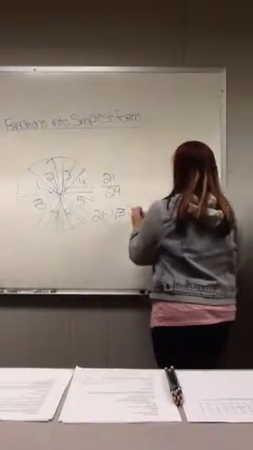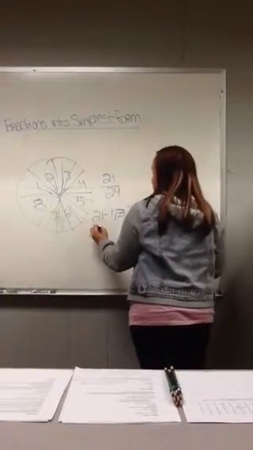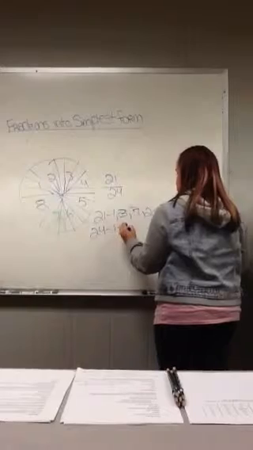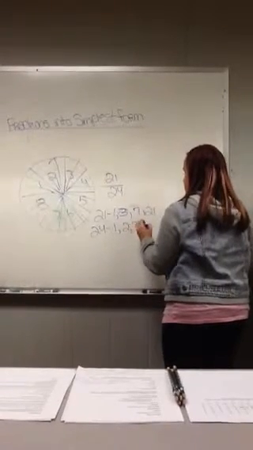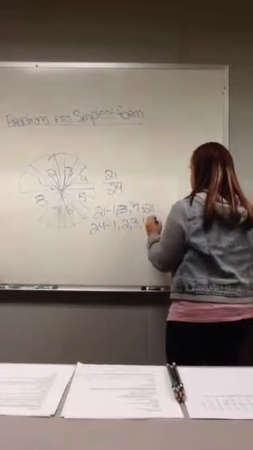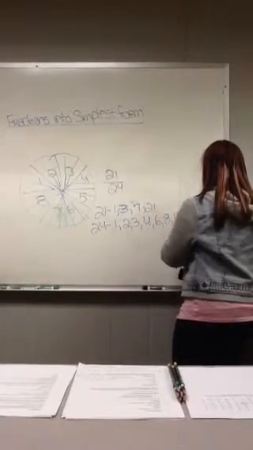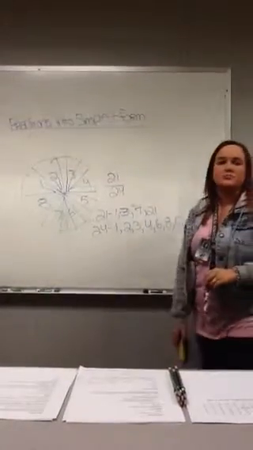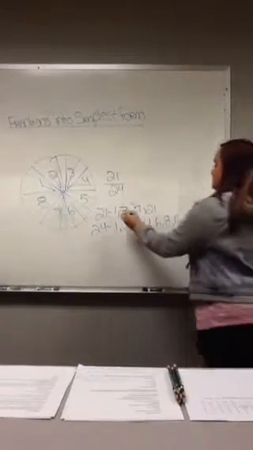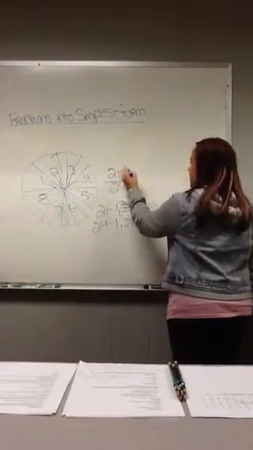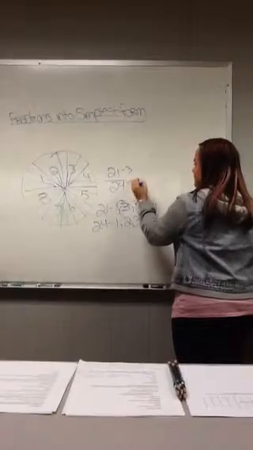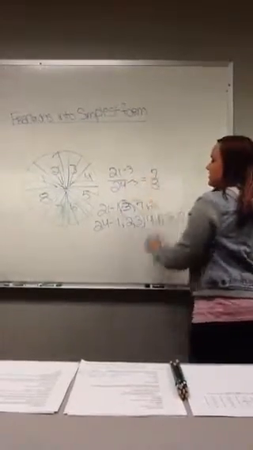There's not very many for that one. And then for 24, so now what's the greatest common factor? 3. So we divide both by 3, and we get 7/8.